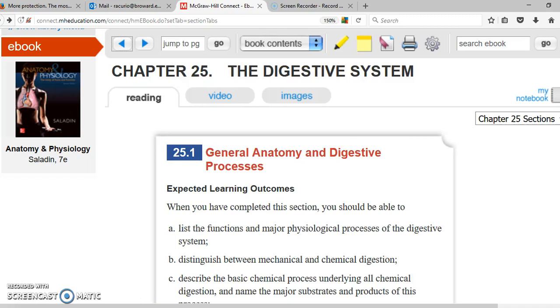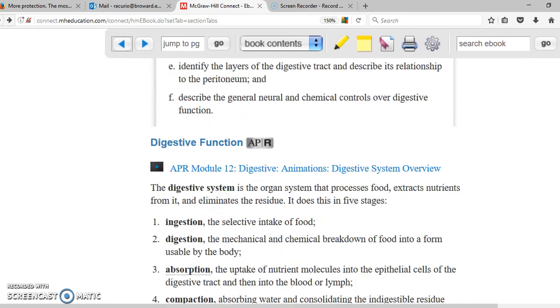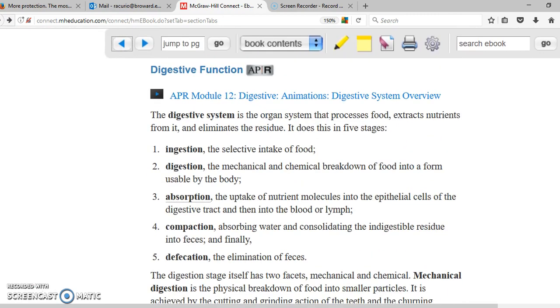Okay, this chapter is the digestive system. The first item is general anatomy and digestive processes. If we scroll down, we can see here the functions of the digestive system: ingestion, digestion, absorption, compaction, and defecation.